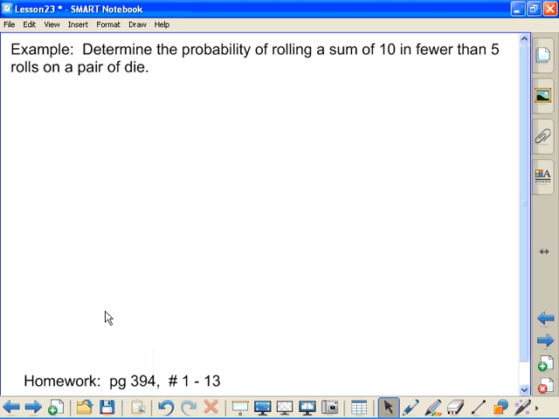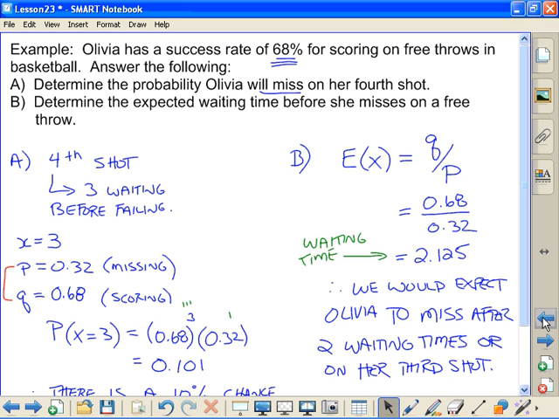All right, our final example here for geometric distributions. Determine the probability of rolling a sum of 10 in fewer than 5 rolls on a pair of die. Okay, this is one of those things that I've mentioned earlier. It's not desirable, but we need to be able to deal with it.